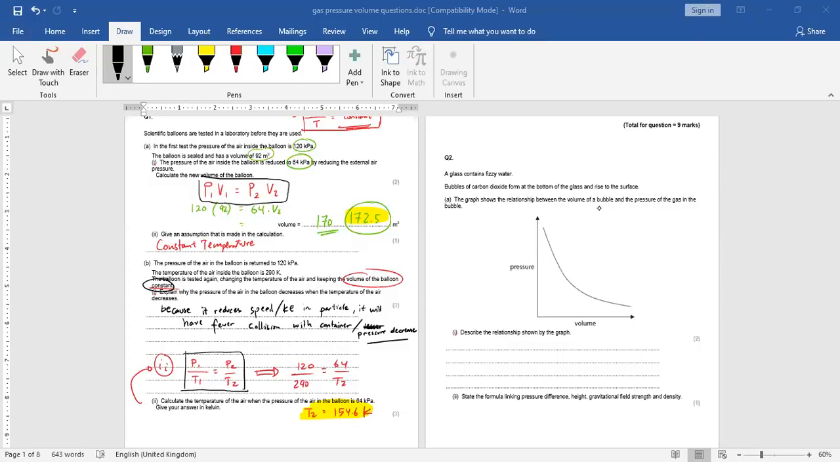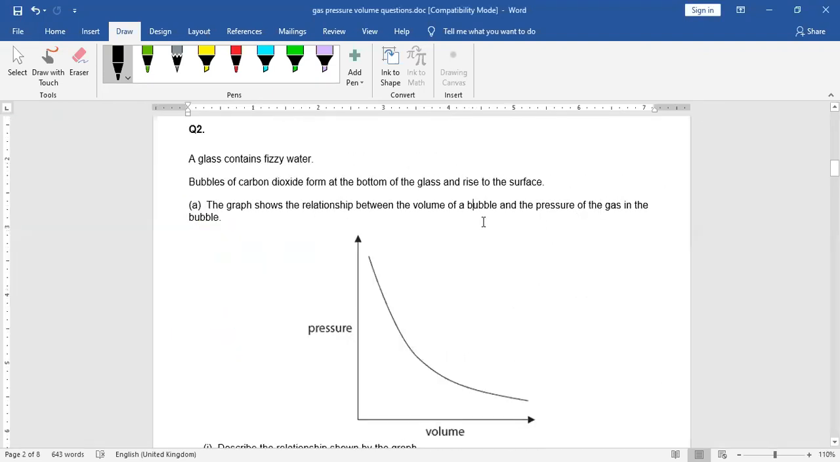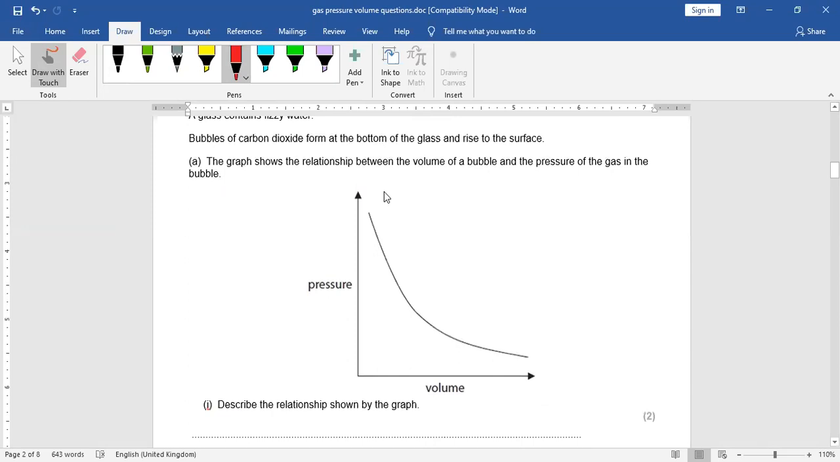Right, we continue with number 2 here. Number 2, a glass contains fizzy water. Bubbles of carbon dioxide form at the bottom of the glass and rise to the surface. The graph shows the relationship between the volume of the bubble and the pressure of the gas in the bubble. Describe the relationship shown by the graph. So as you can see, as the pressure increases, the volume is decreased, right?